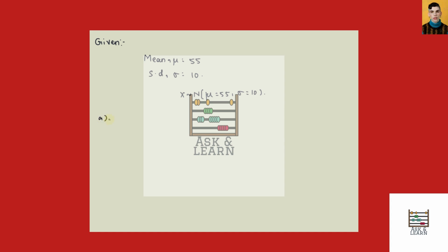Now for subpart A, here we need to find the proportion of people who have a score less than 65. So we have to find the probability of score less than 65. The probability of x less than 65 is equal to the probability of (x minus mu) divided by sigma less than (65 minus 55) divided by 10. Now by simplifying this we get z less than 1. By using the z table we get 0.8413. So 0.8413 of scores are less than 65.